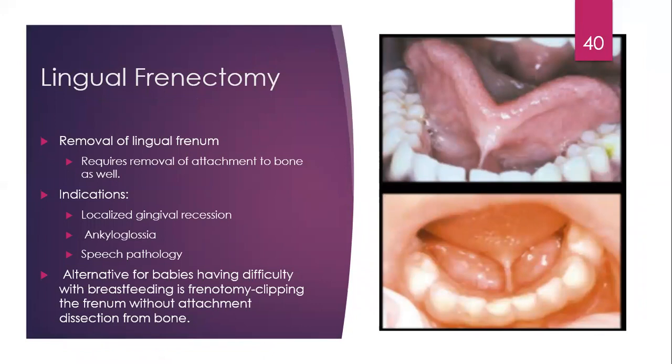Lingual frenectomy. So with this procedure, it's the removal of the lingual frenum, and requires removal of attachment to bone as well. So make sure you keep that as a note. Indications: localized gingival recession, ankyloglossia, speech pathology. So if they've gone through speech therapy and it still has not resolved, you may want to go through and do that lingual frenectomy. An alternative for babies having difficulty with breastfeeding is a frenotomy. So you're clipping the frenum without attachment dissection from the bone. Okay, so you don't have to really consider bone when you're doing the frenotomy.